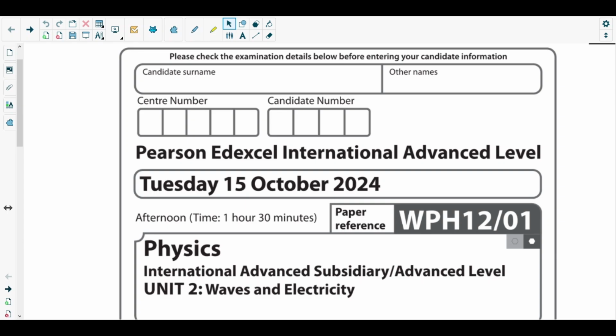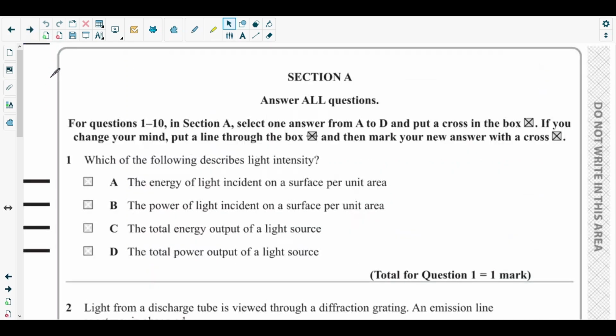In this playlist, I will upload solution videos for each question of the most recent past paper of Physics Unit 2, which is the October 2024 Physics Unit 2 paper. So this is the first video of this playlist. In this video, we will discuss the multiple choice questions, that is section A of this paper. So let's get started with section A.